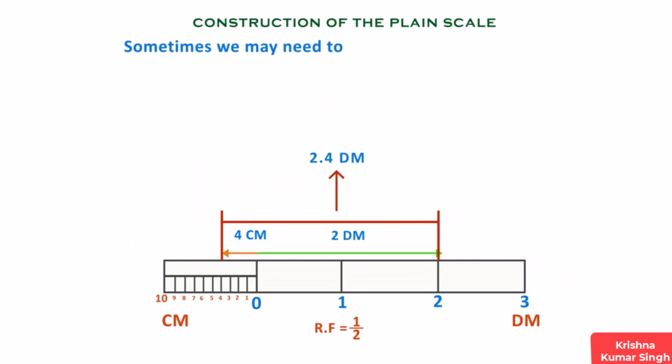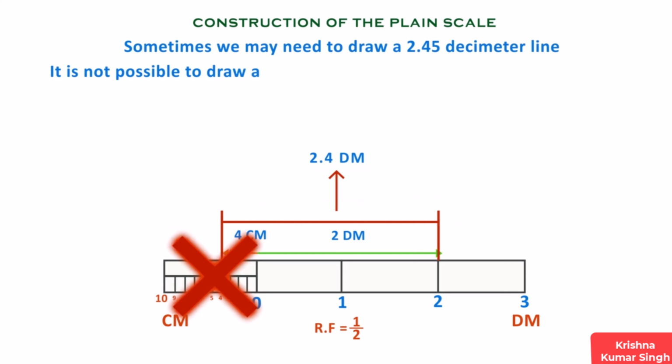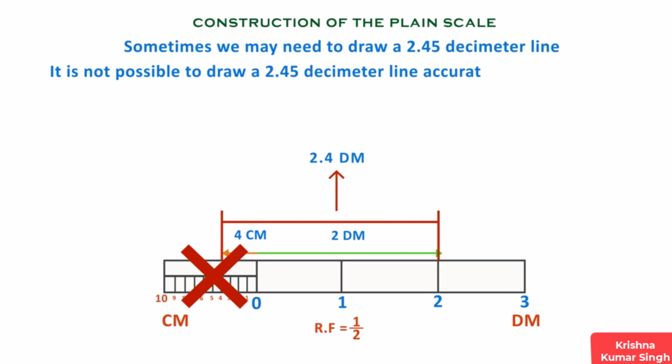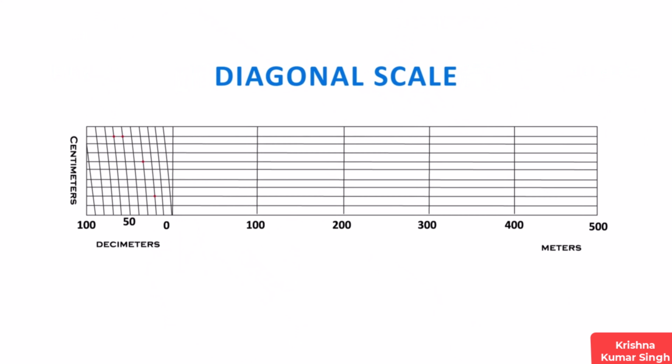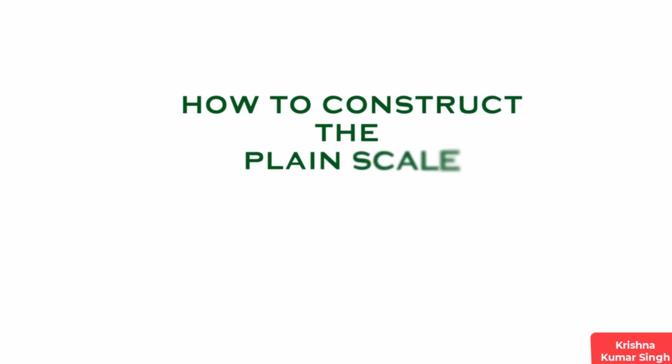Sometimes, we may need to draw a 2.45 decimeter line. It is not possible to draw a 2.45 decimeter line accurately using the plane scale, because it can measure up to only the first decimal point. To draw more accurate measurements up to the second decimal point, we need to use a different scale. That is, the diagonal scale. In this video, we have discussed how to construct the plane scale.